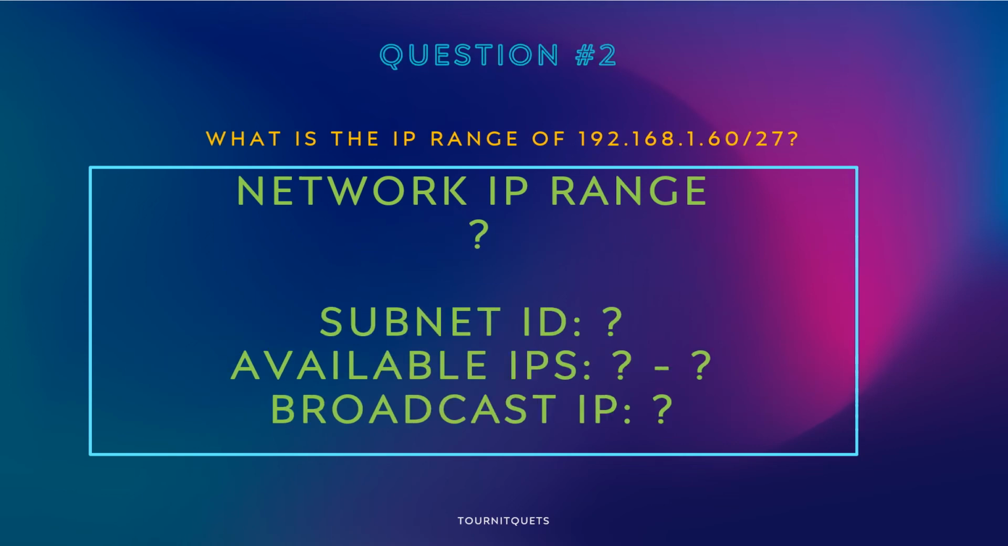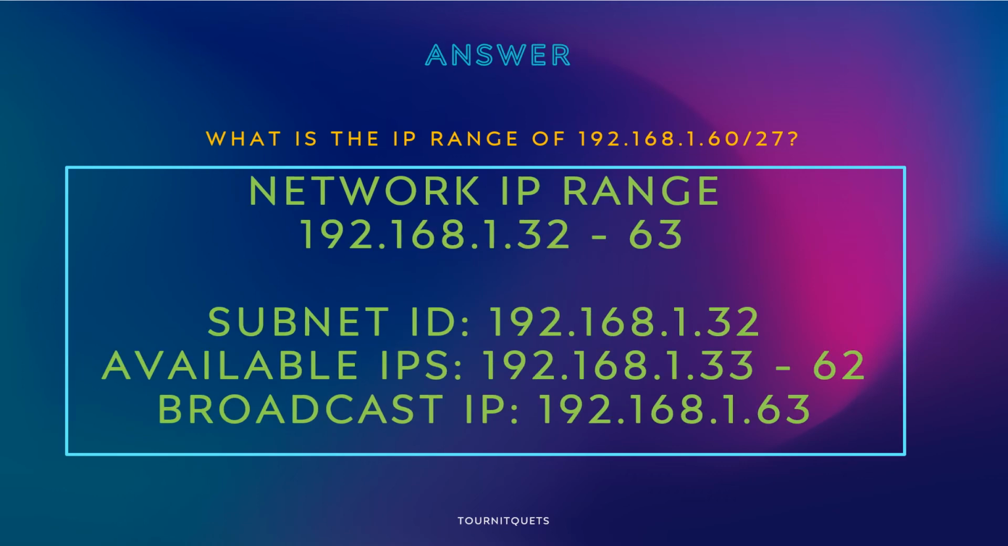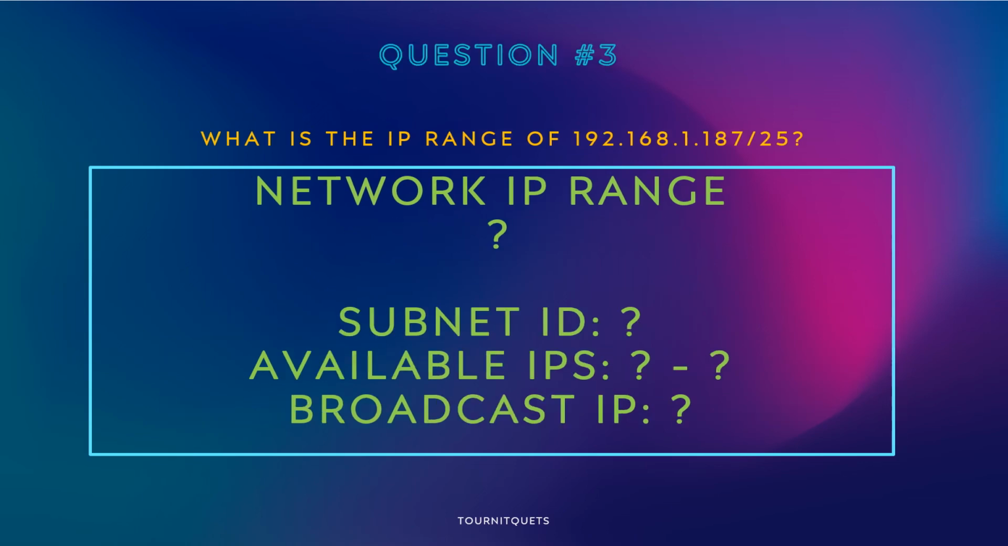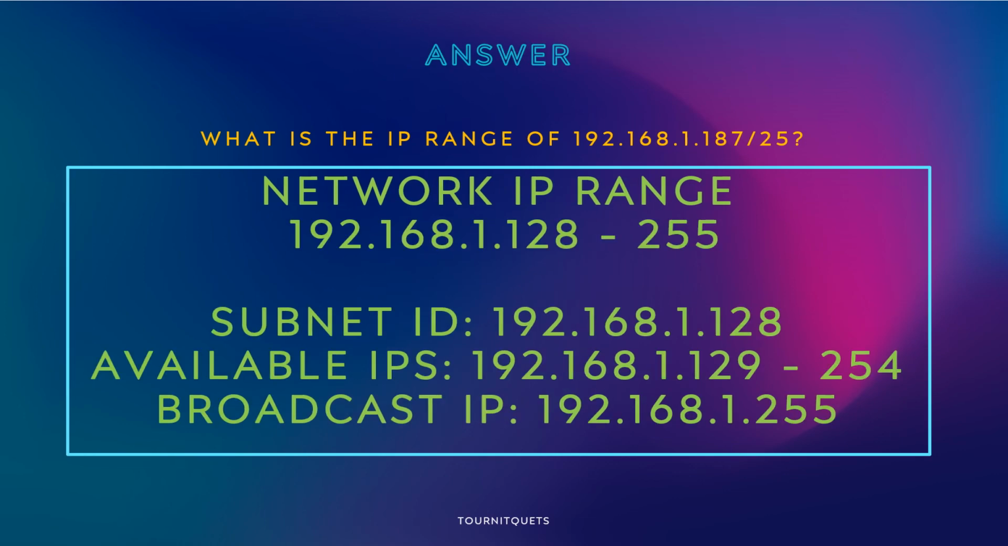Question number 2. What is the IP range of 192.168.1.60 with a mask length of 27? If you chose 192.168.1.32 through 63, then good job. Question number 3. What is the IP range of 192.168.1.187 with a mask length of 25? If you chose 192.168.1.128 through 255, then good job.